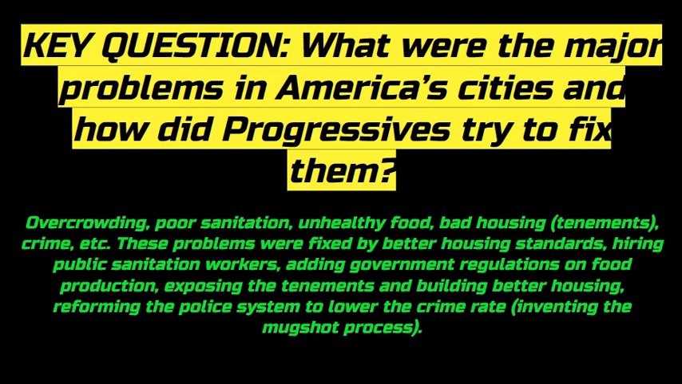Key question. What were the major problems in America's cities and how did progressives try to fix them? Overcrowding, poor sanitation, unhealthy food, bad housing, tenements, crime, etc. These problems were fixed by better housing standards, hiring public sanitation workers, adding government regulations on food production, exposing the tenements and building better housing, reforming the police system to lower the crime rate, inventing the mugshot process.